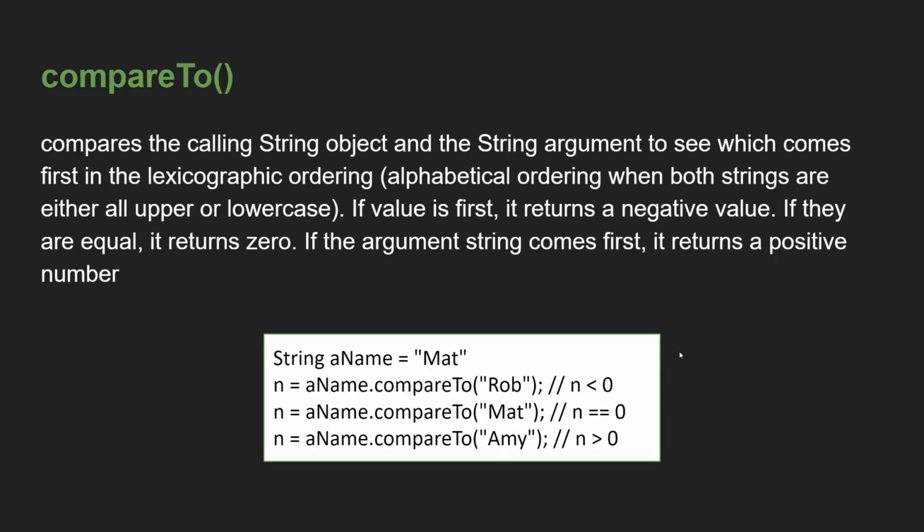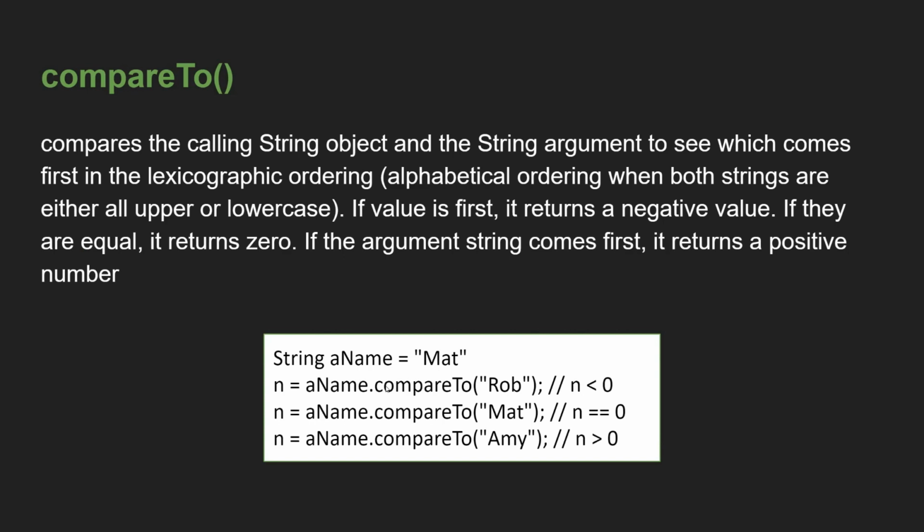So the compareTo method compares the calling string object and the string argument to see which comes first in lexicographic ordering. Lexicographic ordering is pretty much alphabetical ordering when strings are either all upper or lowercase. If the value is first, it will return a negative value. If they're equal, it will return 0. But if the argument string comes first, it will return a positive number.